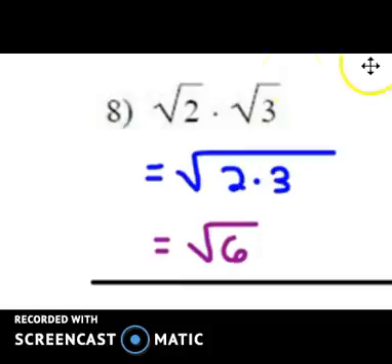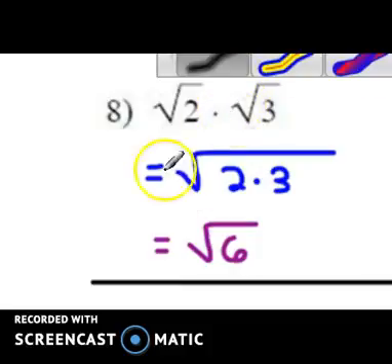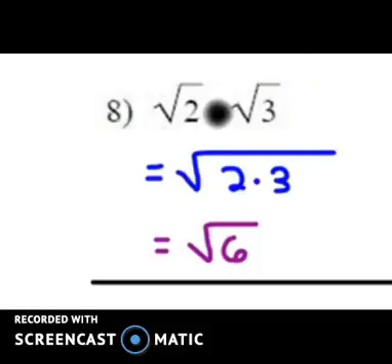In problem number 8, I am multiplying. So I am going to go 2 and 3. There's no sets here, so I get the square root of 6.